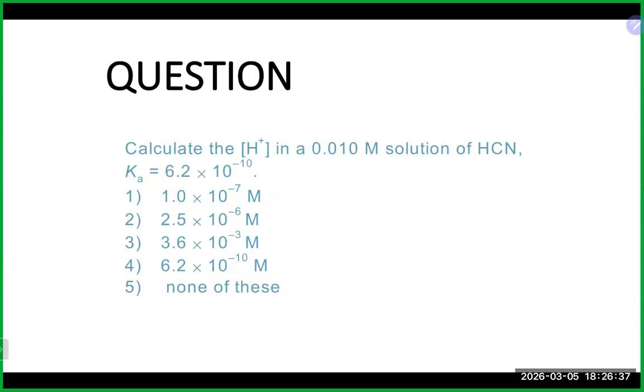All right, last one here. Calculate the H plus concentration, and we also do the pH as well, of a 0.01 molar HCN solution, Ka value 6.2 times 10 to the minus 10. See what you come up with.